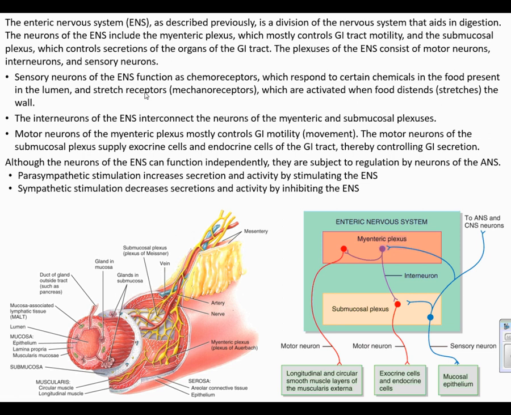The chemoreceptors are going to respond to certain chemicals in our food present in the lumen. For example, when food hits your stomach after we've swallowed, the pH in your stomach is going to change. And that will activate these chemoreceptors.